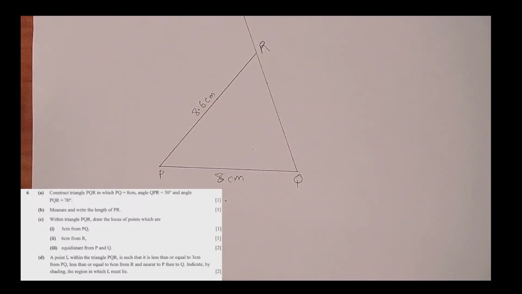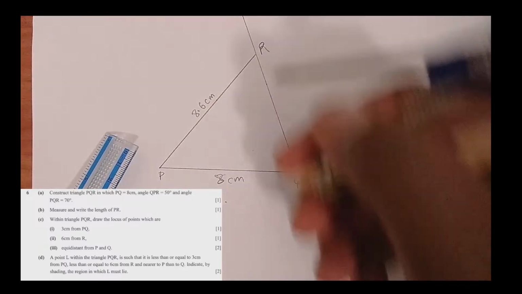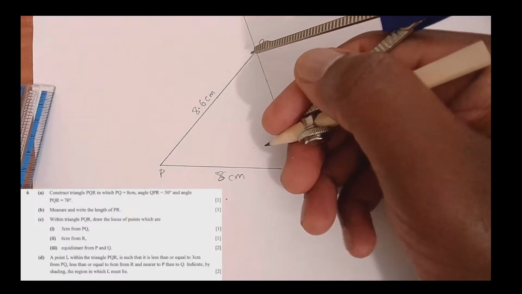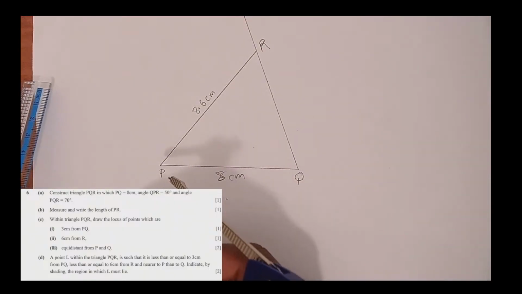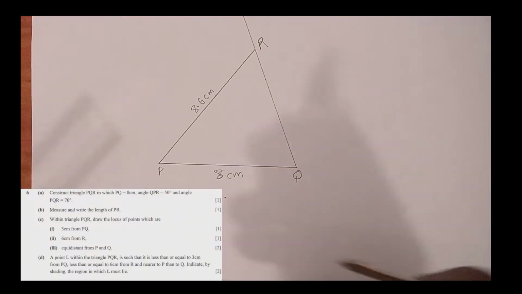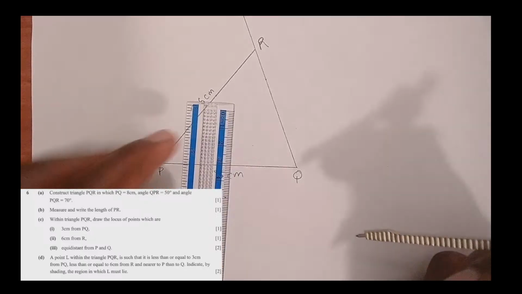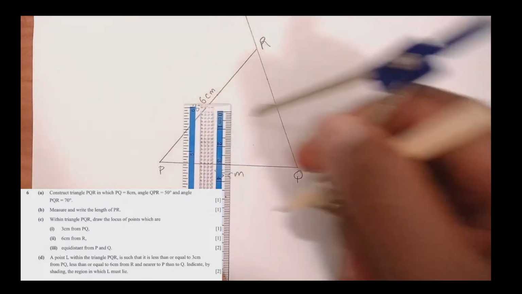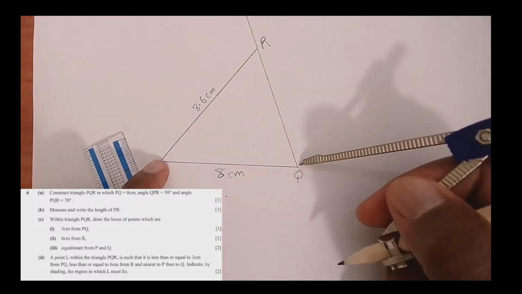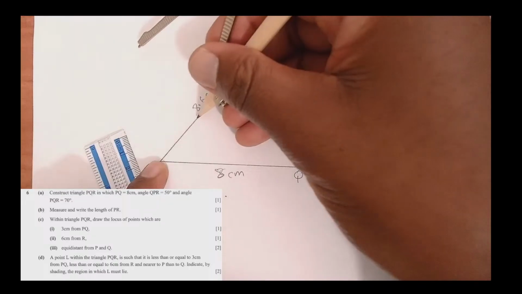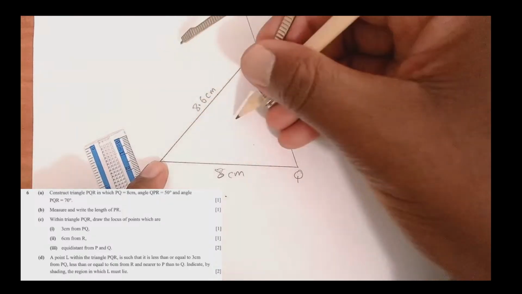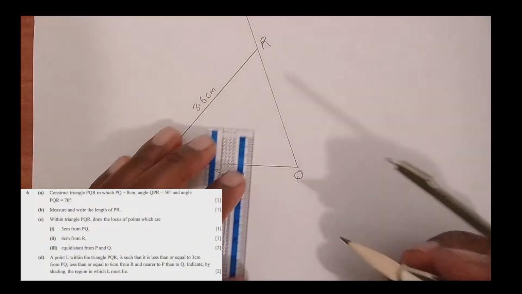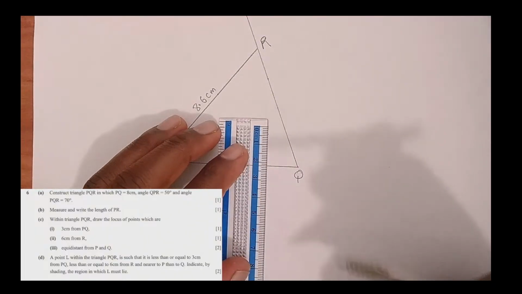Now they're saying that within triangle PQR, let us go ahead and draw the locus of points which are 3 centimeters from PQ. So 3 centimeters from PQ, when you measure your line from here to PQ, you want points that are 3 centimeters from PQ. In simple terms, we want a parallel line to PQ. So I'm going to cheat right here. I'll just measure 3 centimeters.